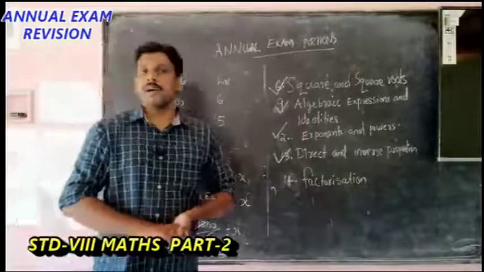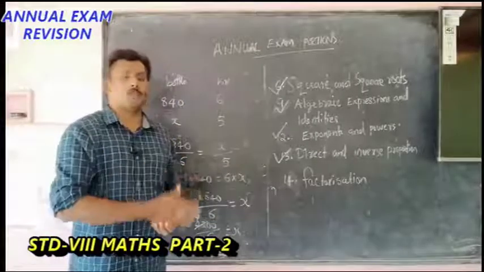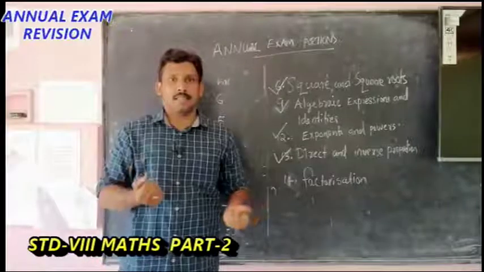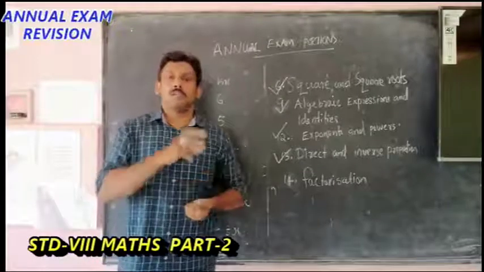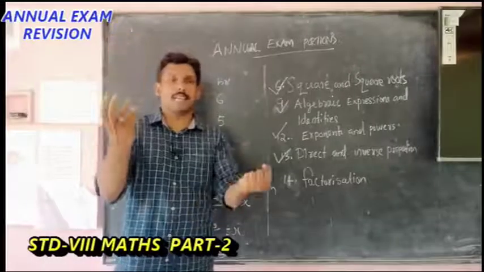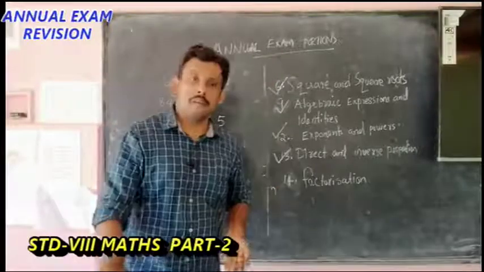The next thing we have discussed after direct proportion is inverse proportion. If one value is increasing, the other value is decreasing. That type of situation is called inverse proportion. If one is increasing, the other one is decreasing, or if one is decreasing, the other one is increasing. Let us see one example.